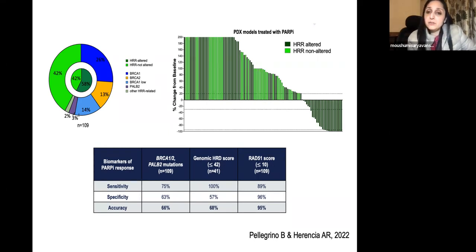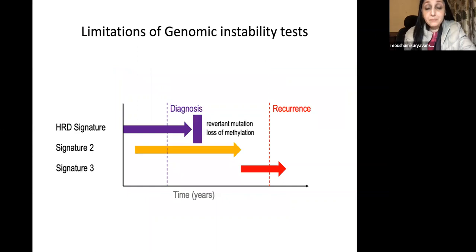So I feel it will be a cheaper alternative to the HRD score, especially in countries like ours in India, where paying so much money for HRD score is a big issue, and people do want to get tested, and we have a lot of ovarian cancers. So in that scenario, I feel a cheaper test will be much useful. But yes, there are also limitations to these genomic instability tests.